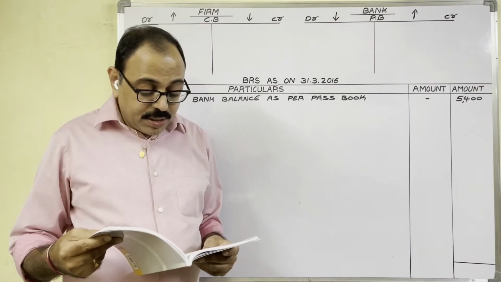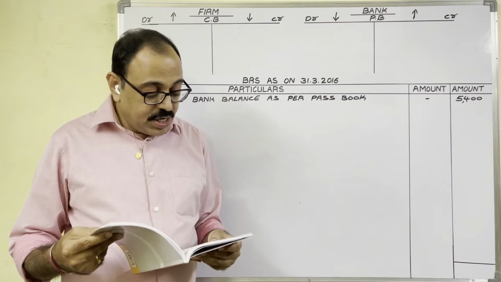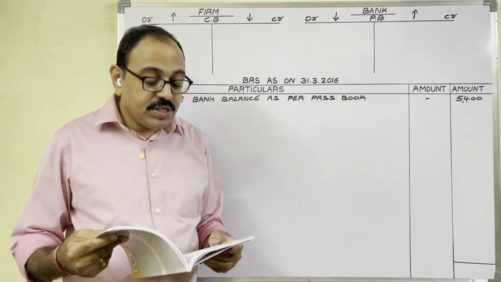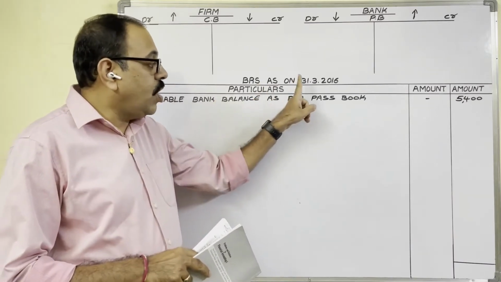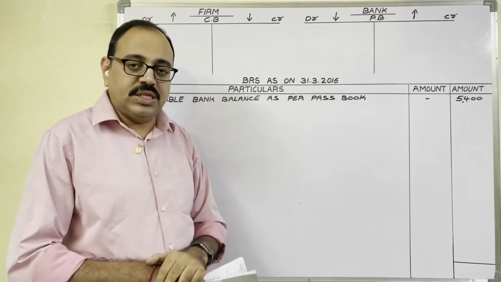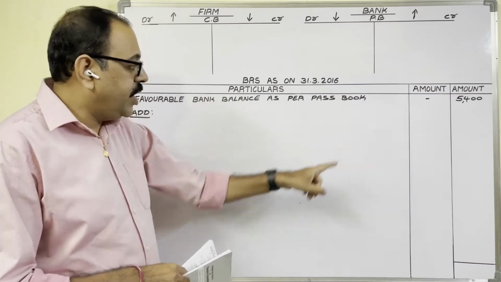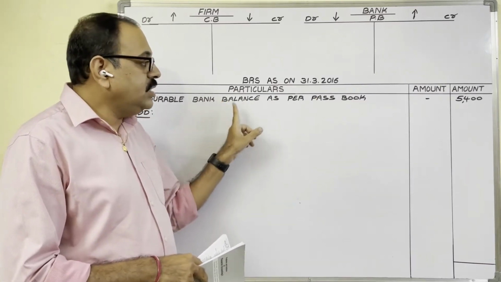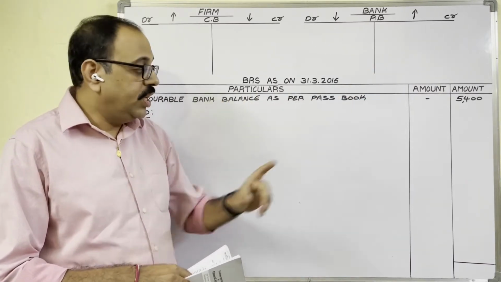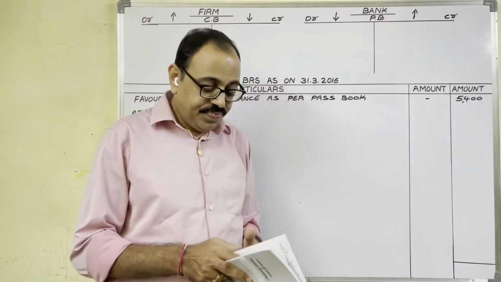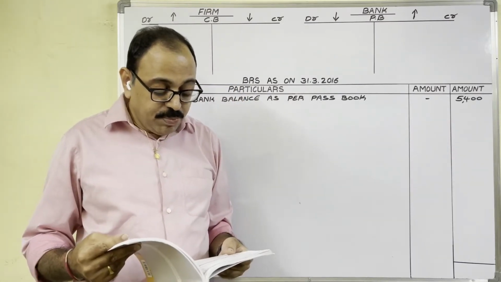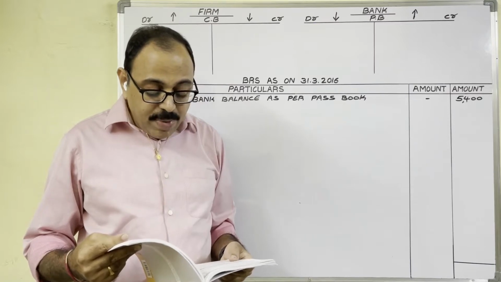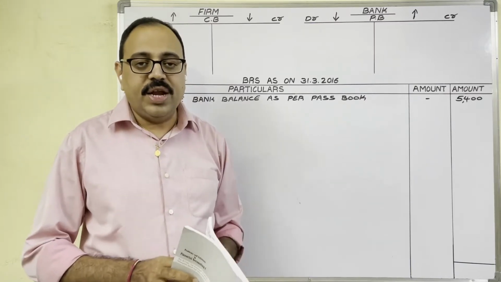From the following particulars, prepare a bank reconciliation statement as on 31st March 2016. So we have to prepare BRS on 31st March 2016. This is the format of BRS: particulars, amount, inner column, outer column. On 31st March 2016, a merchant's passbook showed a credit balance of 5,400.